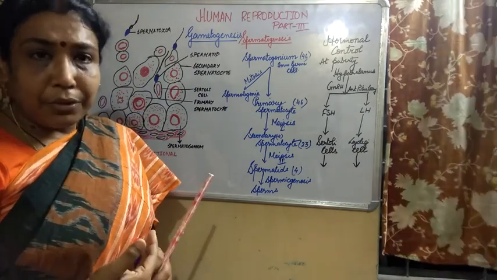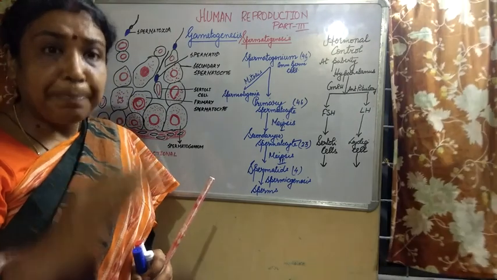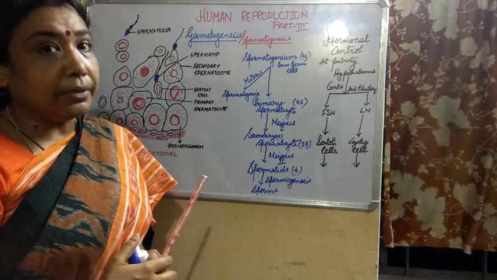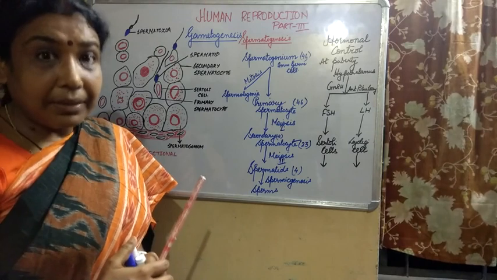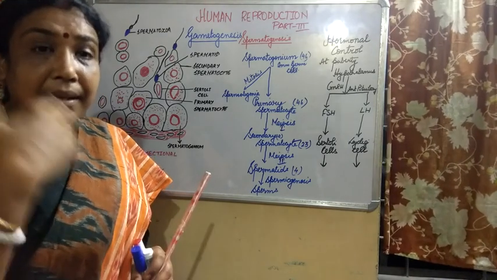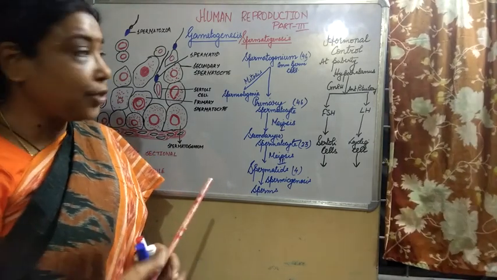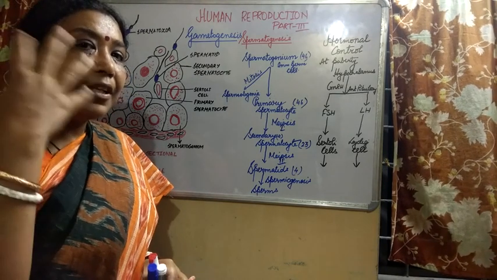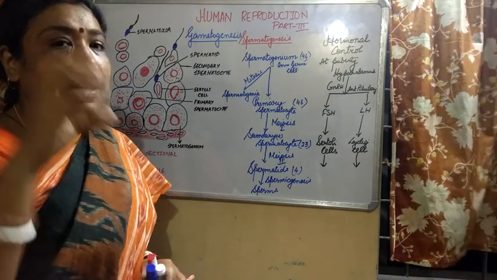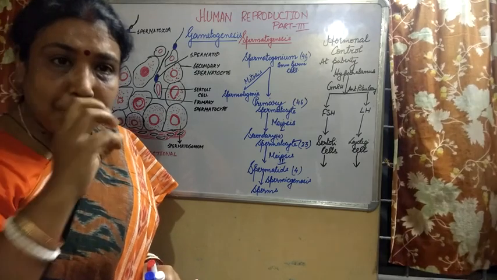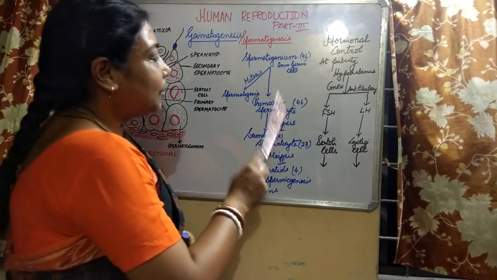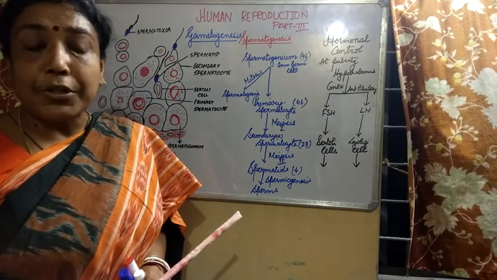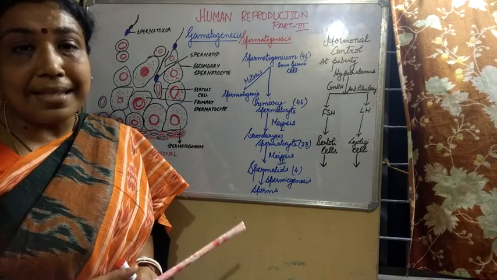Now, so many spermatogonia will be produced. Not 100% of them, but some of them would undergo differentiation, some development, some maturation, and they will get converted into specific forms and are given special names. They are known as primary spermatocyte.